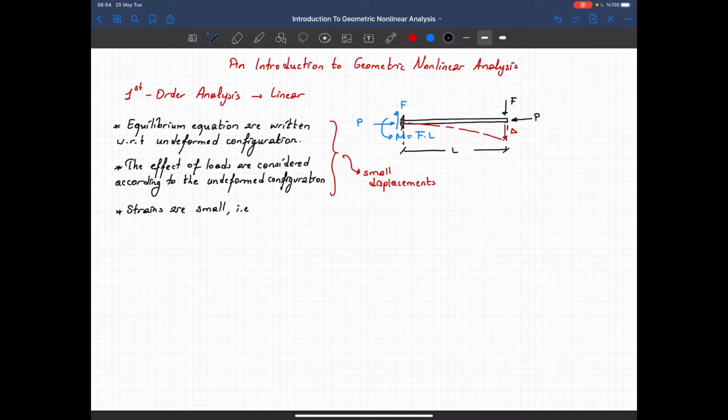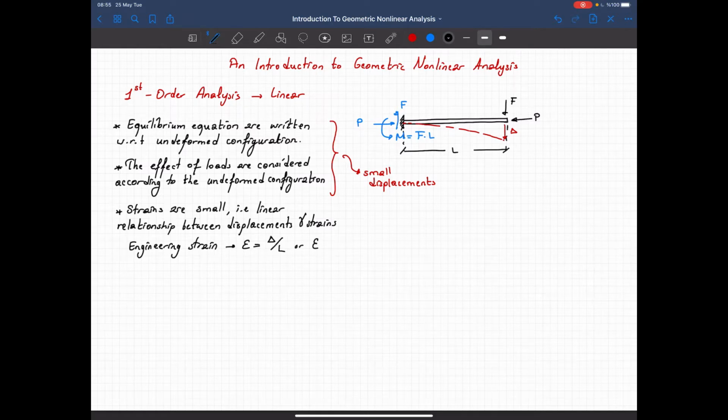So in other words, we are saying that there's a linear relationship between displacements and strains. Basically what we are doing is we are using the engineering strain definition. It's the simplified version of the actual strain, of the true strain, and in a very simple way we are saying that strain is equal to deformation divided by length. Or for an infinitesimal element, we write the strain as du over dx.